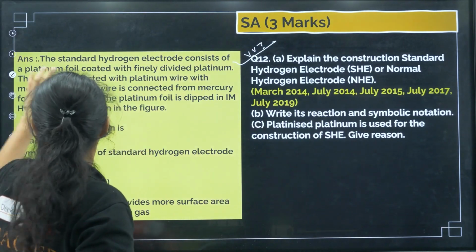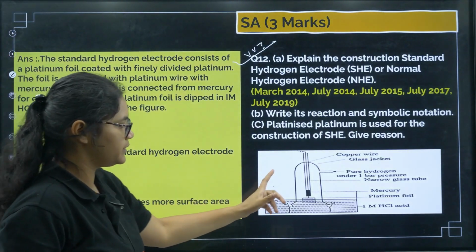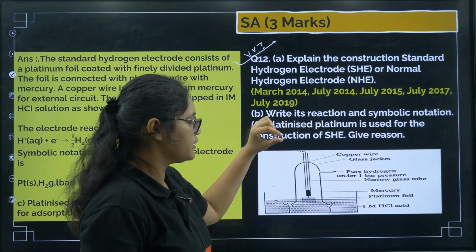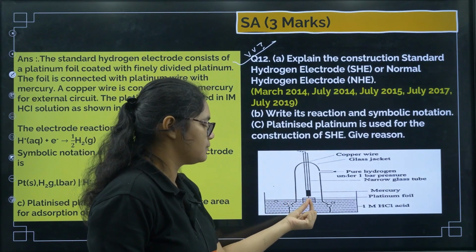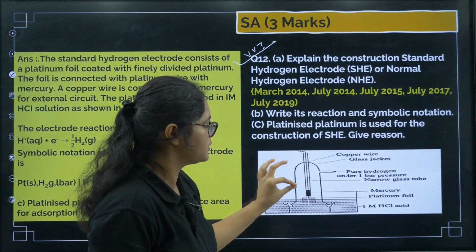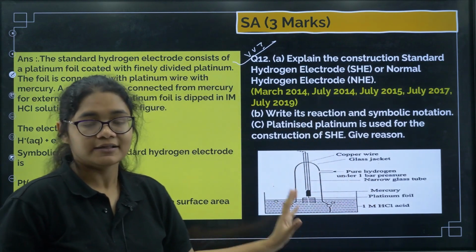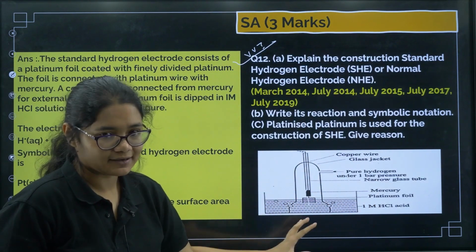So first of all, if you see, the diagram should be done properly here. You have a glass tube, you have a glass rod here, and you have a platinized platinum connected with platinum wire, then there is mercury, then we have a copper wire. So please do the proper labeling, see this diagram again and again and practice it.